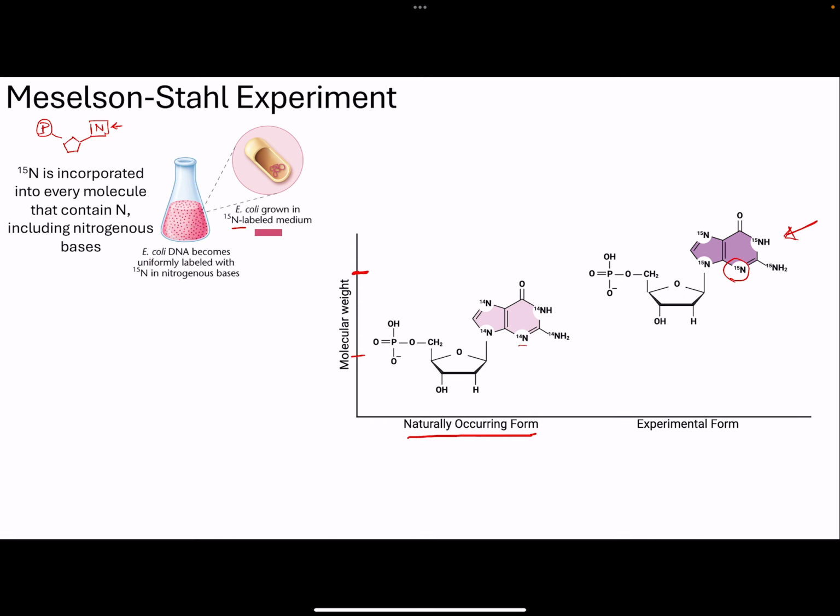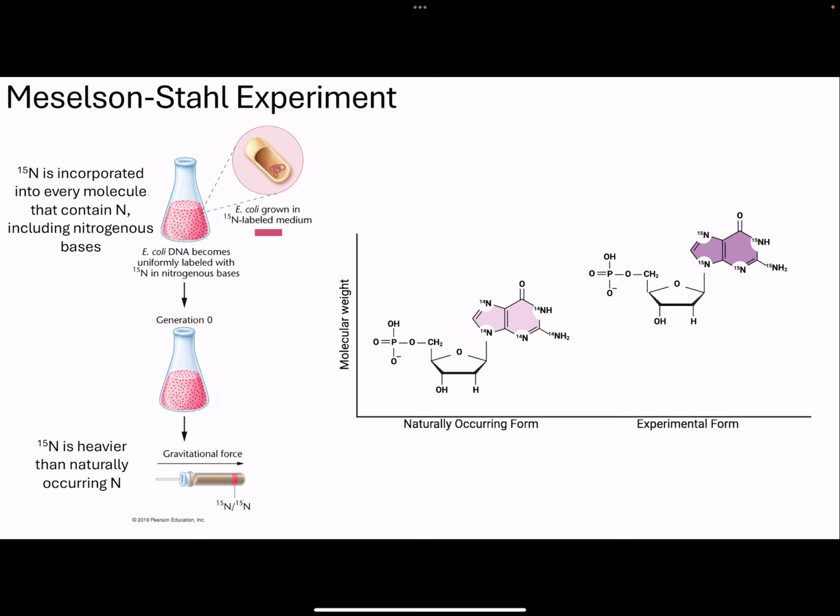And the reason that matters is if you were to take the sample from this flask of bacteria growing in N15 labeled media and centrifuge it, the weight of those molecules will cause the DNA to go to the bottom of the tube. So here you see the band that corresponds to DNA extracted from bacteria growing in N15 media. And because both strands of that DNA double helix have N15 incorporated into the bases, we have a settling out of a heavy band of that particular DNA.